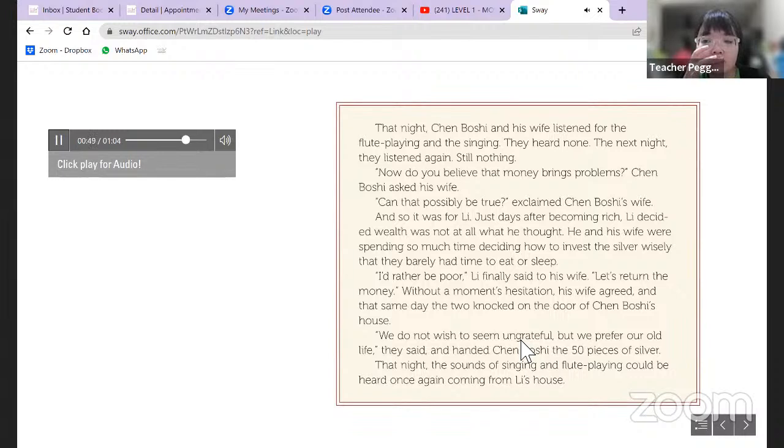"We do not wish to seem ungrateful, but we prefer our old life," they said, and handed Chen Boshi the 50 pieces of silver. That night, the sounds of singing and flute playing could be heard once again coming from Li's house.